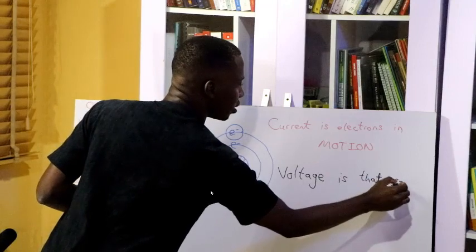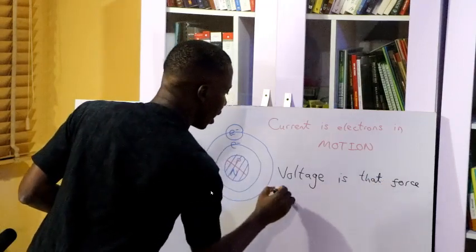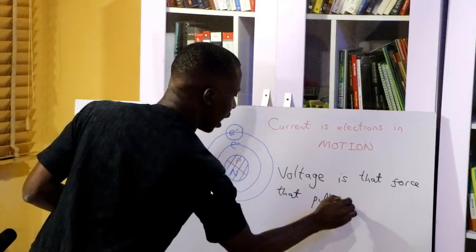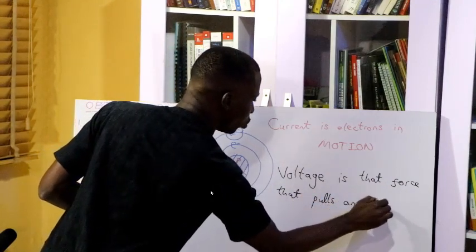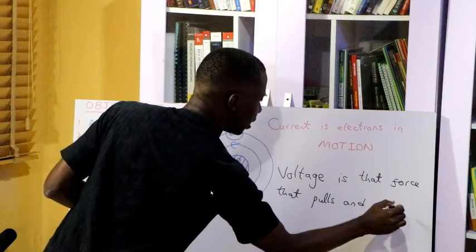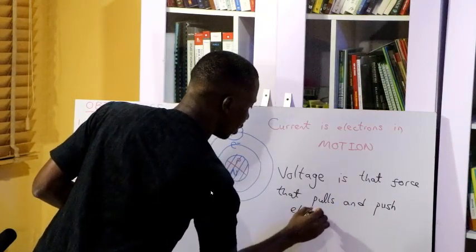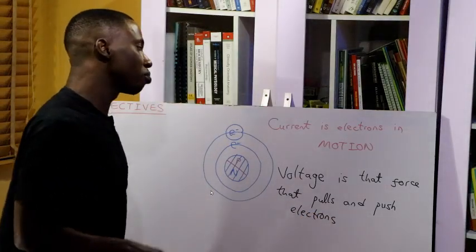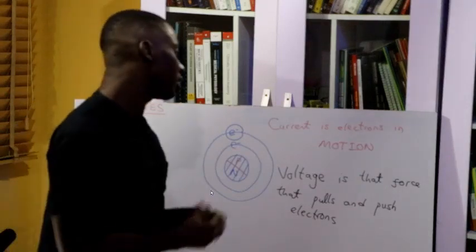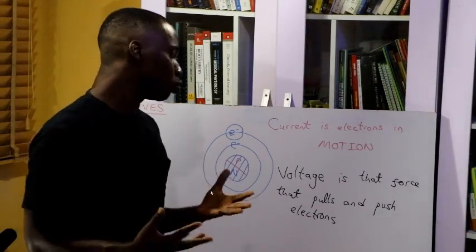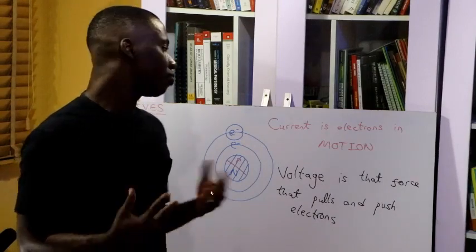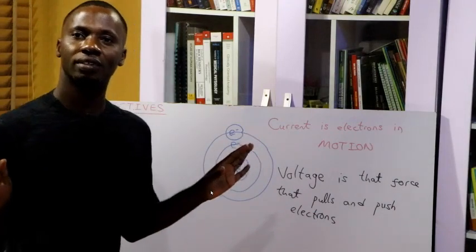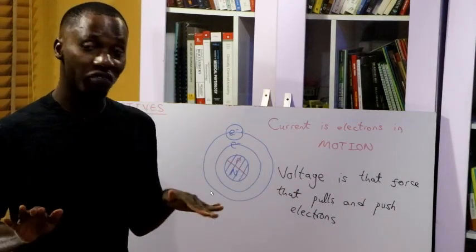So voltage is that force that pulls and pushes electrons. Okay? So that is what voltage is. Voltage is that force that pulls and pushes electrons. So that's what voltage is. I'm sure you're following. Very easy.